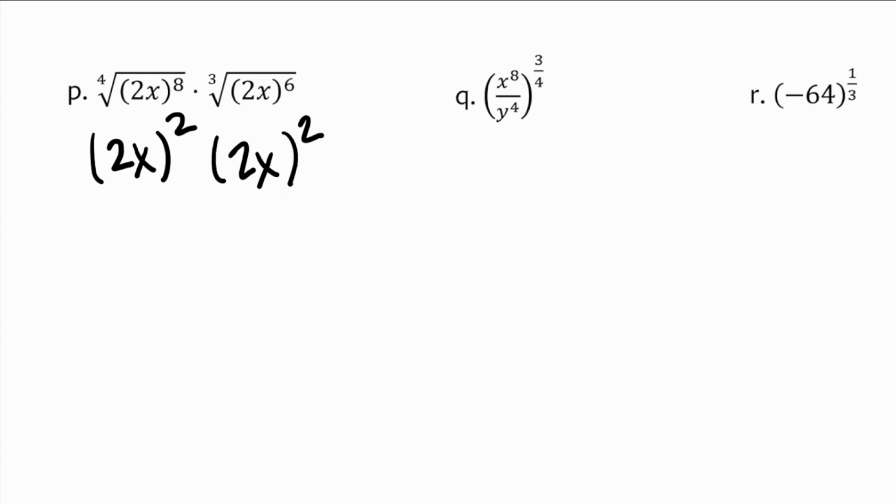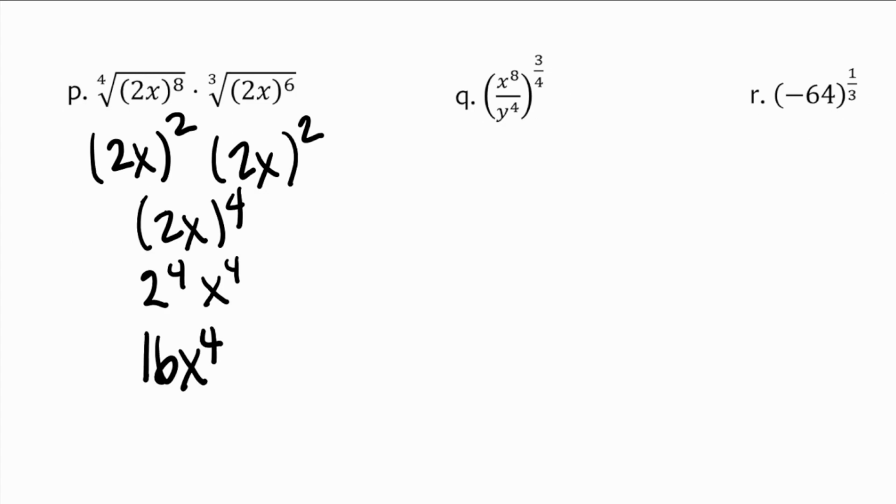So if I've got 2x squared times 2x squared again, I'd have 4 total powers of 2x, and then I would take each of these things to the 4th power. And this only works over multiplication, right? Notice we never have any addition in here. But not 2 plus x to the 4th. That would not be 2 to the 4th plus x to the 4th. Okay, so this is going to be 16x to the 4.